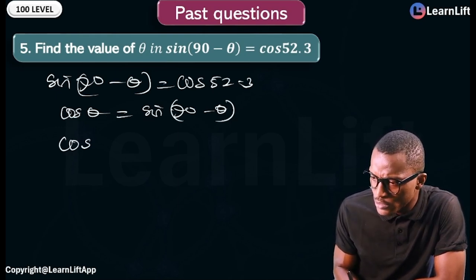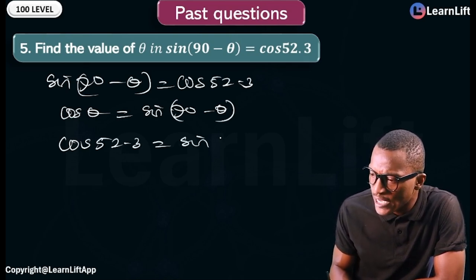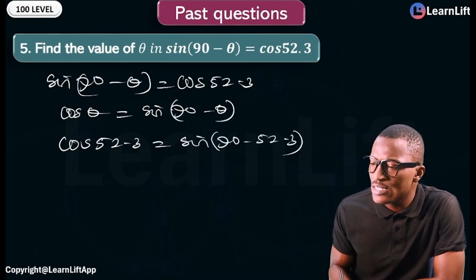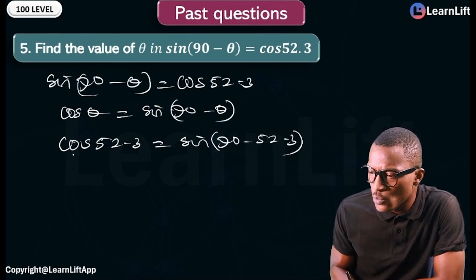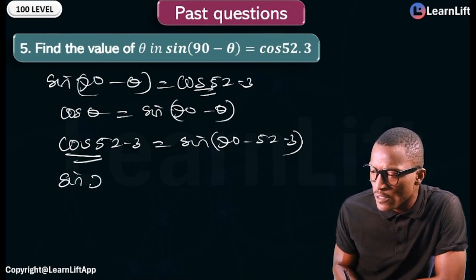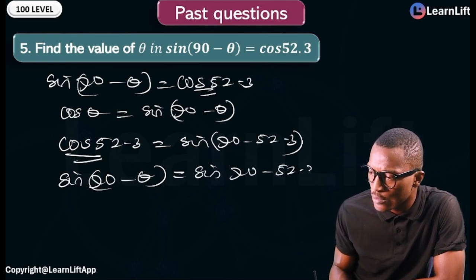That becomes cos. This cos is this cos. 52.3, I'll put it. Cos 52.3 is equal to sine 90 minus 52.3. You can see that these two now, this one is equal to this guy. That means I can equate these two. I can see that sine 90 minus theta is equal to sine 90 minus 52.3.